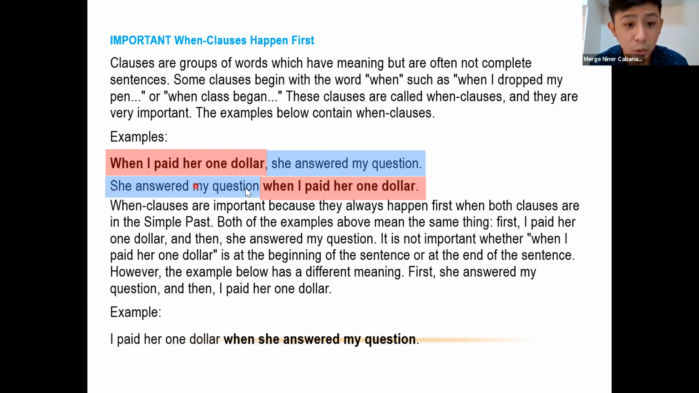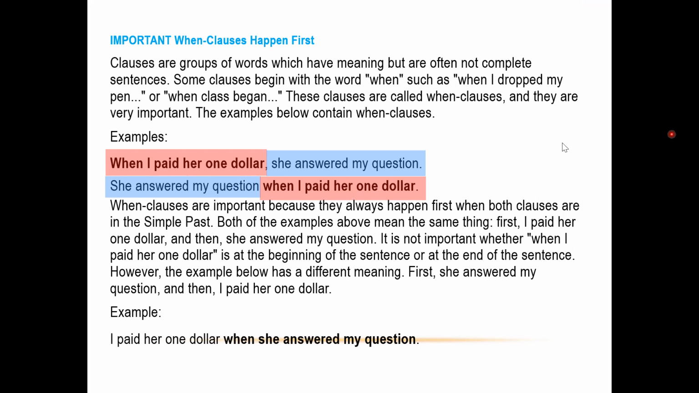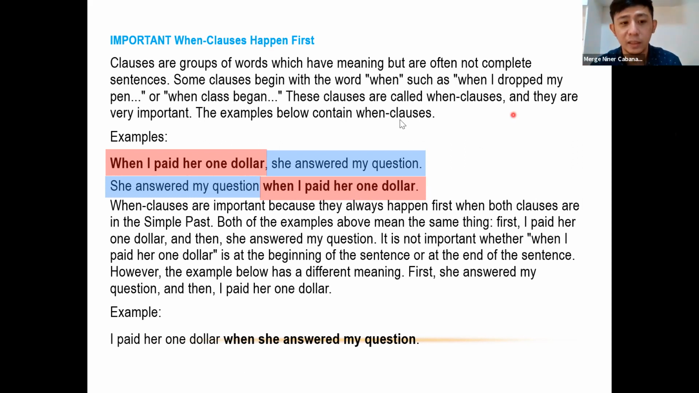O ngayon, balik na rin natin. She answered my question when I paid her $1. Ano ang nauna? She answered my question or when I paid her $1? No, when I paid her $1. Correct, Jocelyn. Kahit na binaliktad ko yung placement ng she answered my question and when I paid her $1, mauuna pa rin yung when I paid her $1 kahit nandun siya sa dulo, because nasa kanya yung when.